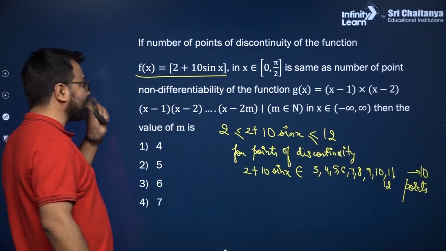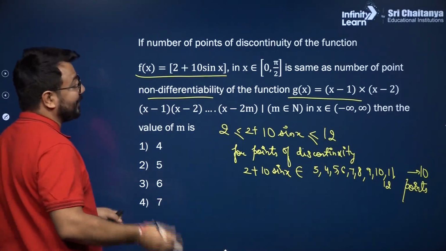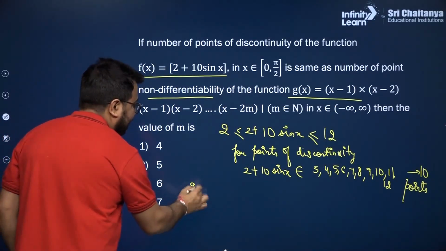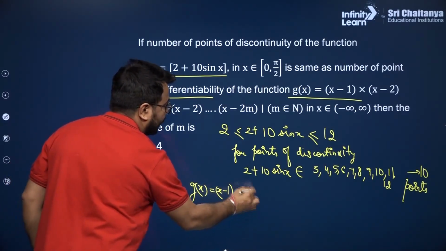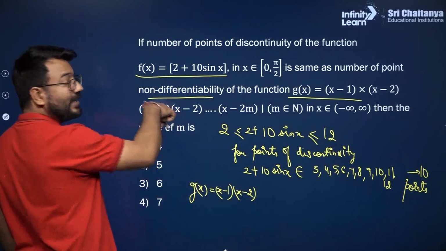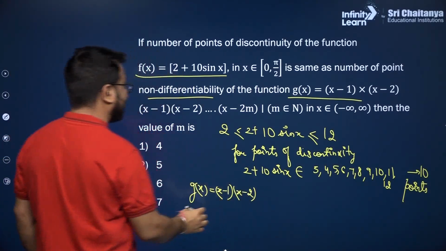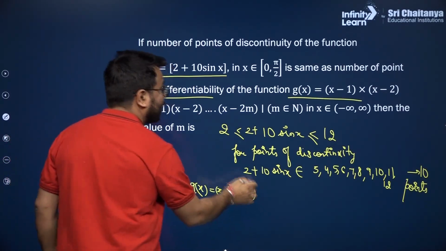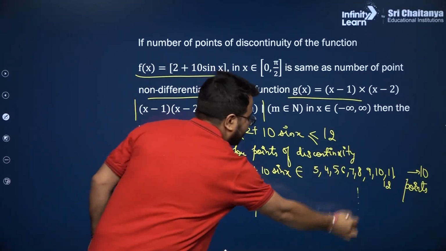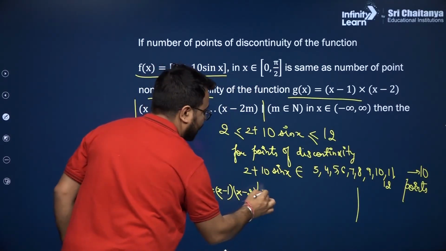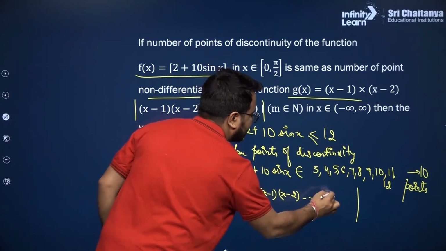Now there is a function which is given to us as gx. For that I need to observe the non-differentiability. So gx is equal to x minus 1 times x minus 2, and we need to analyze the number of points of non-differentiability. This is being multiplied with a modulus. Inside this modulus we are left with x minus 1, then x minus 2, then x minus 3 up till x minus 2m.